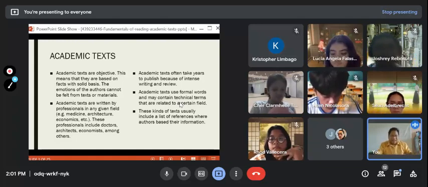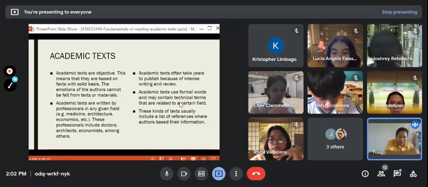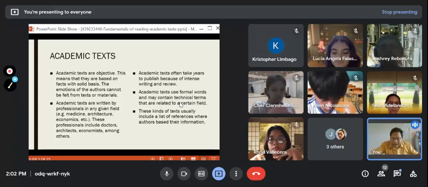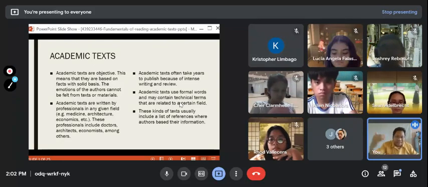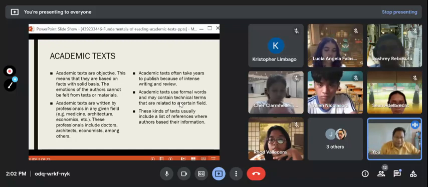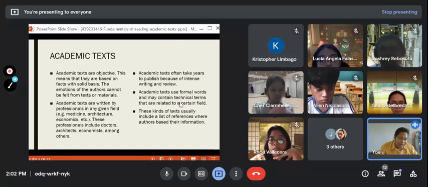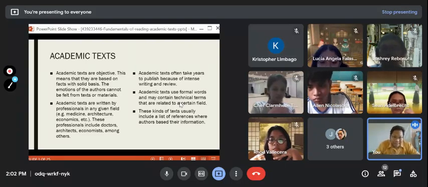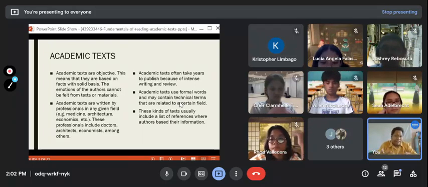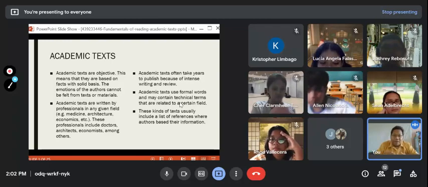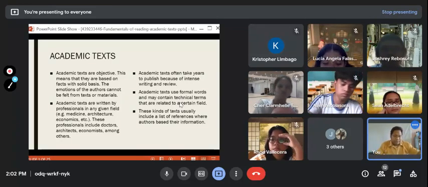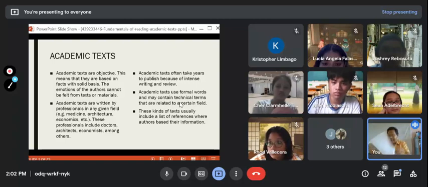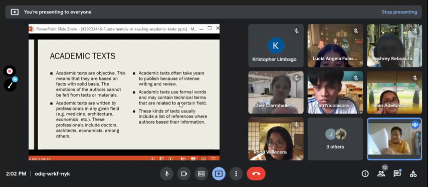When you read a novel, you don't find a bibliography section at the end of that novel, because there's an experience of man that's being shared, that's being translated into the form of a novel. If you look at this academic text, its sources are quite many.